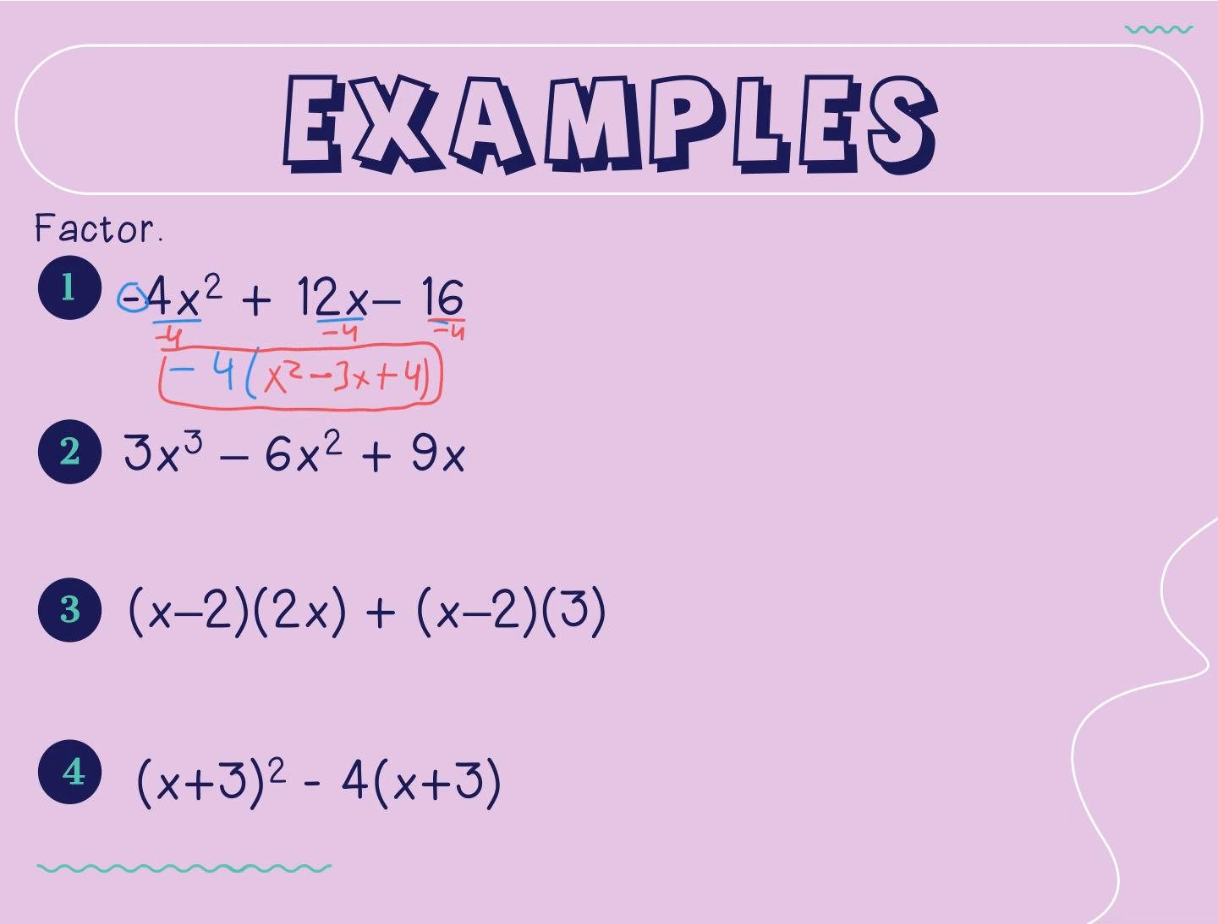All right, do the exact same thing with the next one, right? Between 3x to the third minus 6x squared and 9x, I can take out a 3 from those coefficients, and it looks like between my x's, I can take out 1x. All right, and then whatever's left over in parentheses, divide out that common factor. All right, so you're going to be left with x squared minus 2x plus 3. All right, and so that is your factored expression.